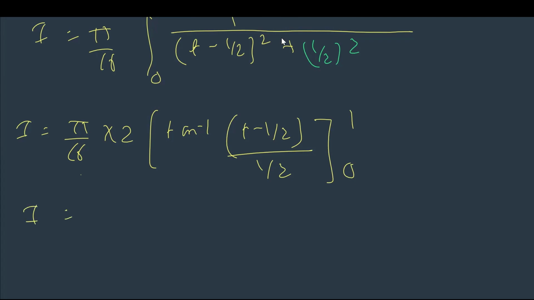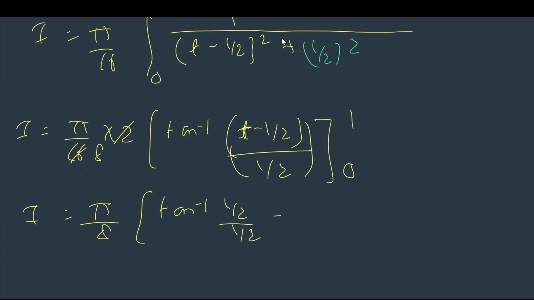So I is equal to, now it will be pi by 8 on dividing this. First I'm placing the upper limit. So this is tan inverse, placing t as 1. So 1 minus half is what? Positive half, and below we have half. Minus tan inverse, placing t as 0. So this is 0 minus half, which is minus half, over half.